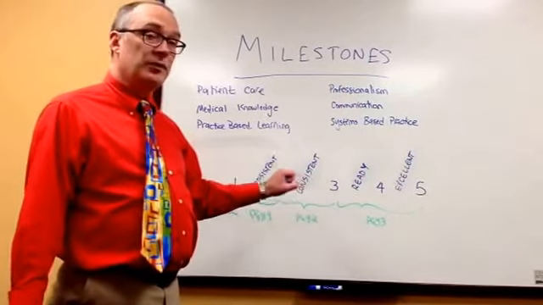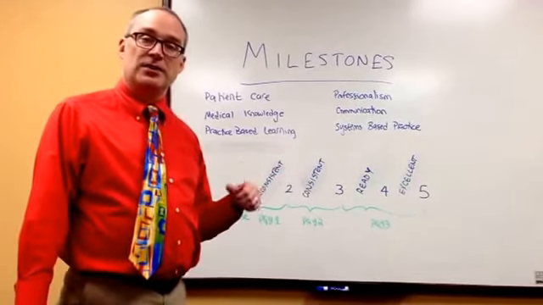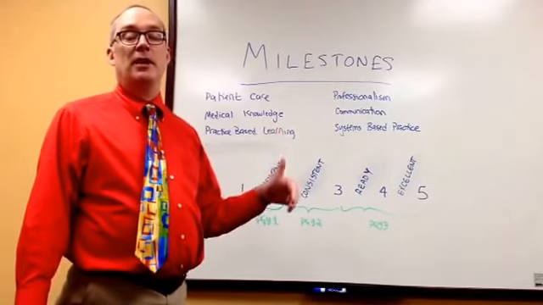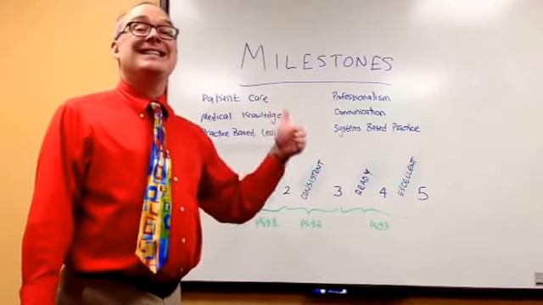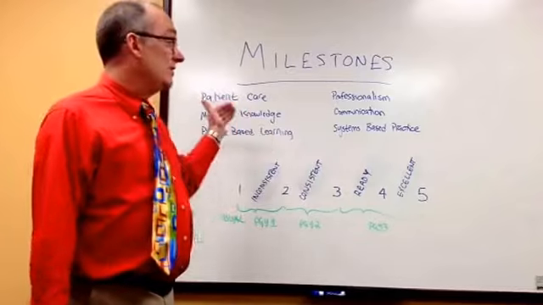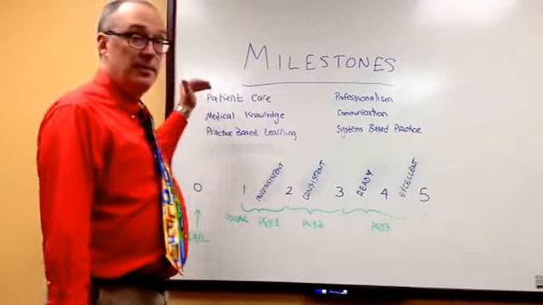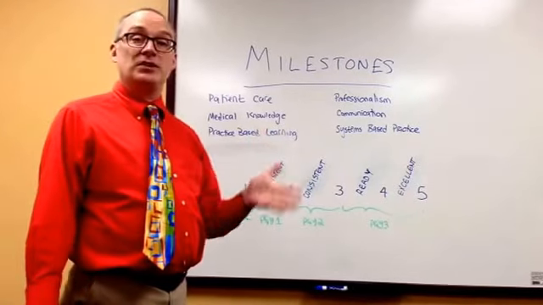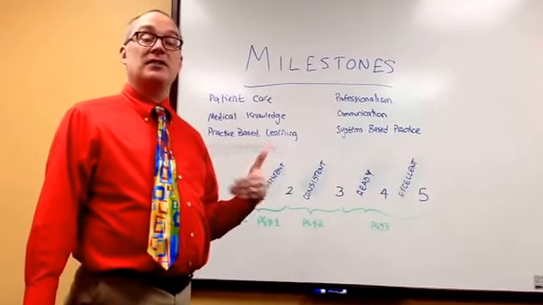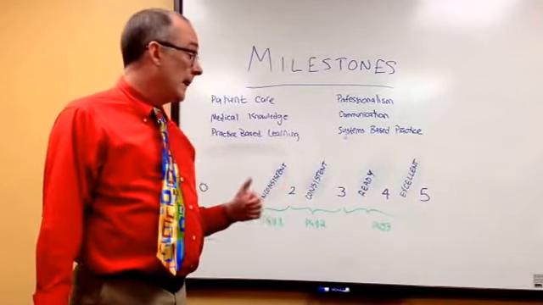Scores between 2 and 3. I like to think of these scores as residents who are displaying consistent behavior, consistent medical knowledge, consistent communication, consistent patient care. That's a score between 2 and 3 and is where we expect a usual PGY2 to be.